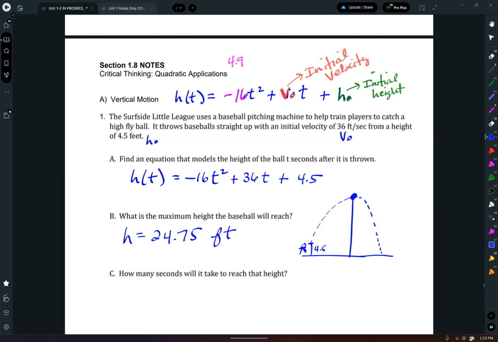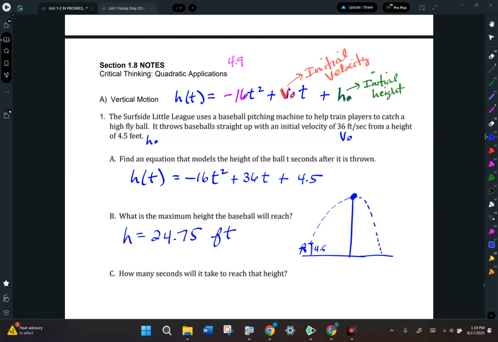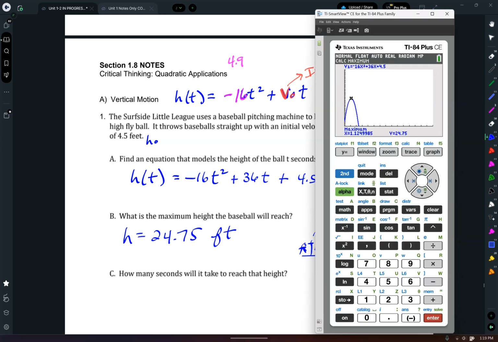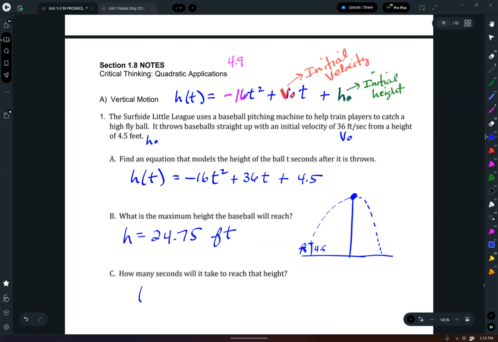How many seconds will it take to reach that height? Well, remember, x is seconds. So back to my calculator, the x value at that maximum point was 1.1249. So t equals 1.1249 seconds. Okay.